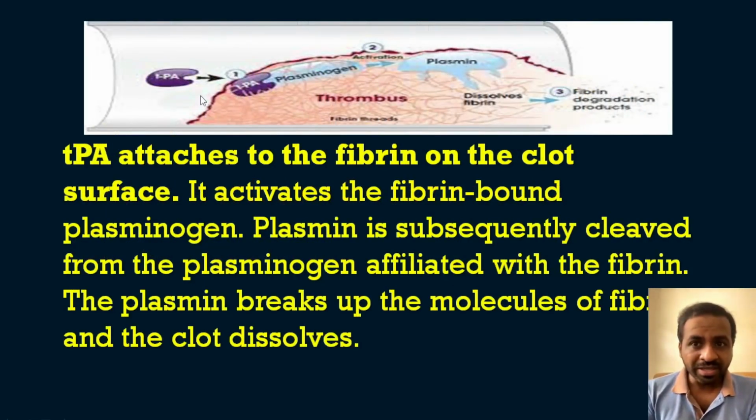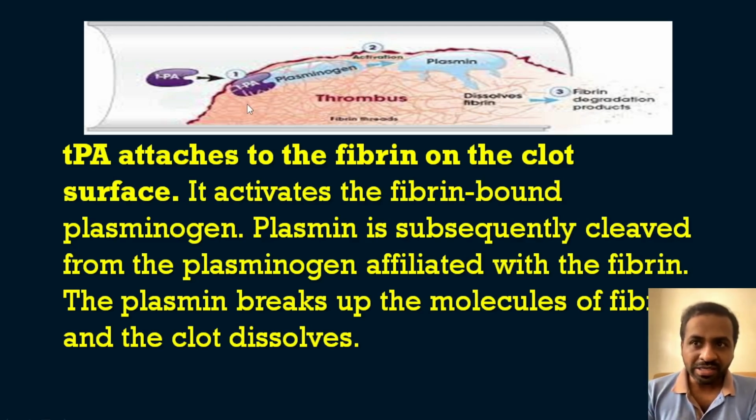So if you are administering the TPA, it attaches to the fibrin on the clot surface. It will activate the plasminogen, and from the plasminogen, plasmin will be activated, and this plasmin will dissolve the fibrin, and it will result in the formation of fibrin degradation products. So in the picture we can see the thrombus, it is very tight. Okay, so this will block further blood flow.